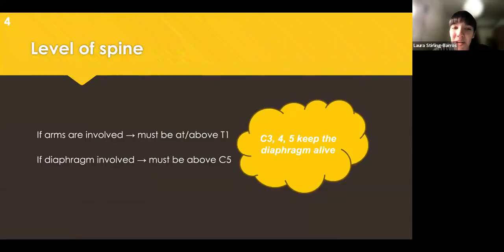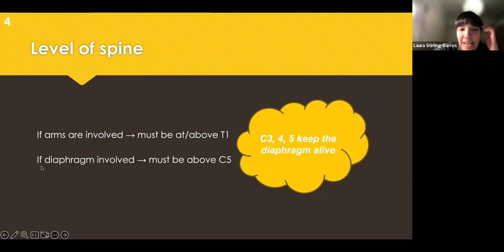Okay, so for the level of the spine, if the arms are involved in the injury, in the lesion, then you're thinking it must be above or at T1. Because you might remember from your neuroanatomy classes that the T1 is under here, and then C6, 7, 8 around here. You can do what is called the dermatome shower. If you look that up online, it can help you revise where each one of them is, because if you think about it, when you shower, you start from the hand and then go all the way up to the shoulder.